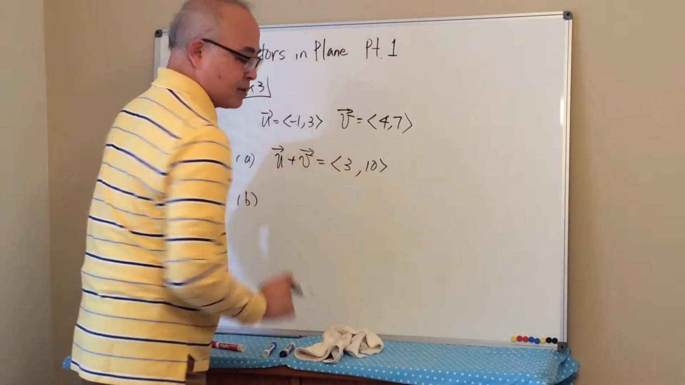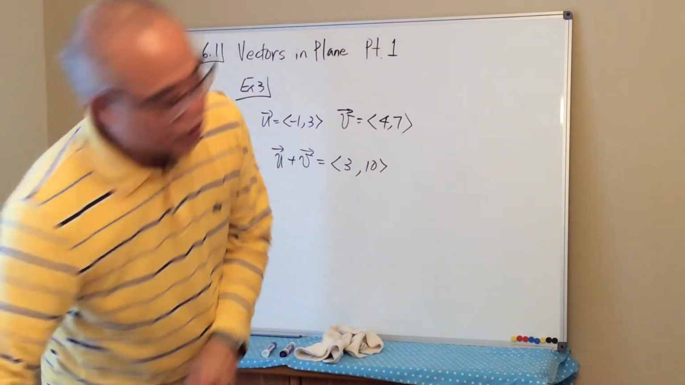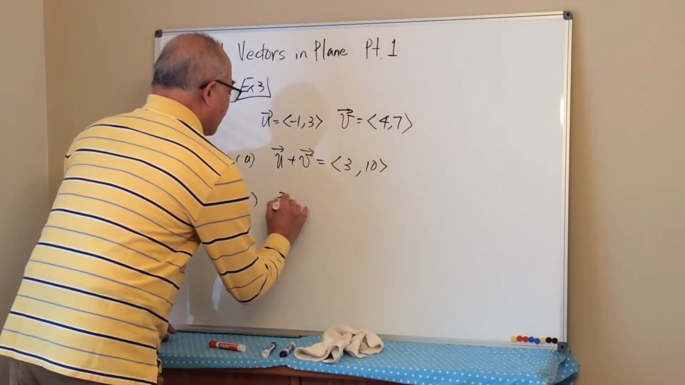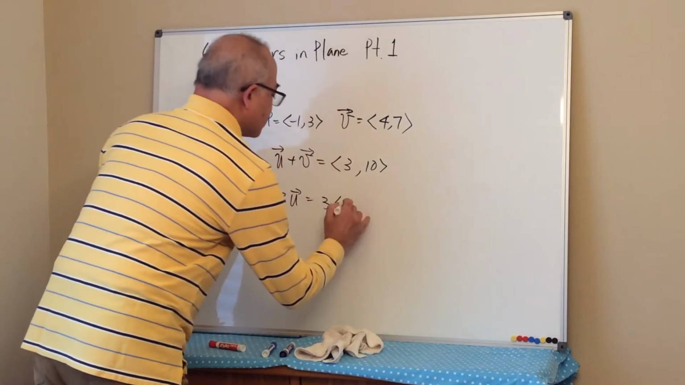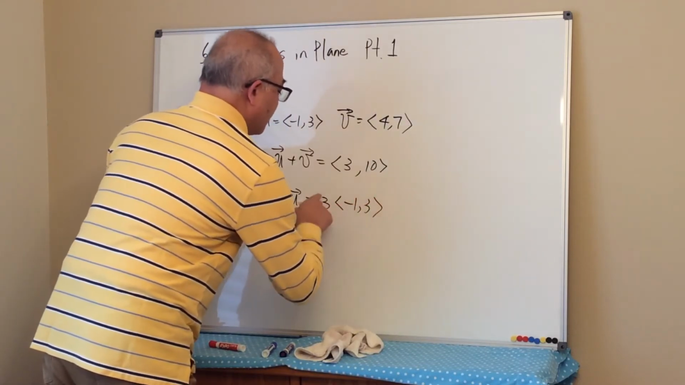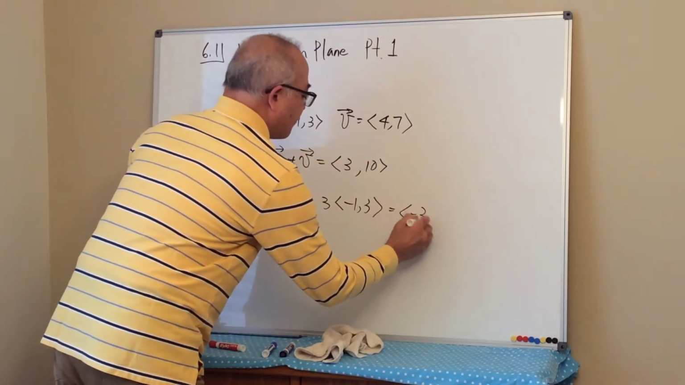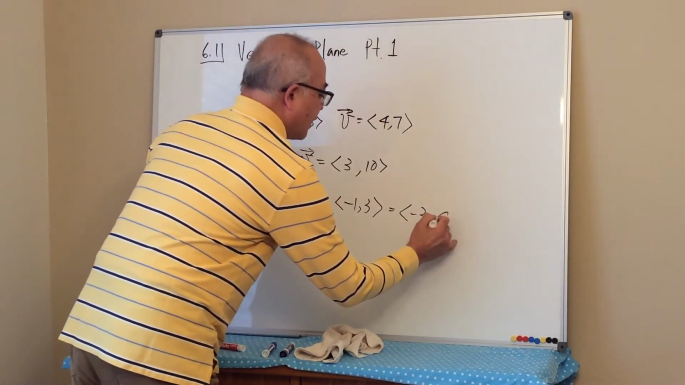Part b is 3u, so I get 3 times u, which is (-1, 3). I get -3 and 9.